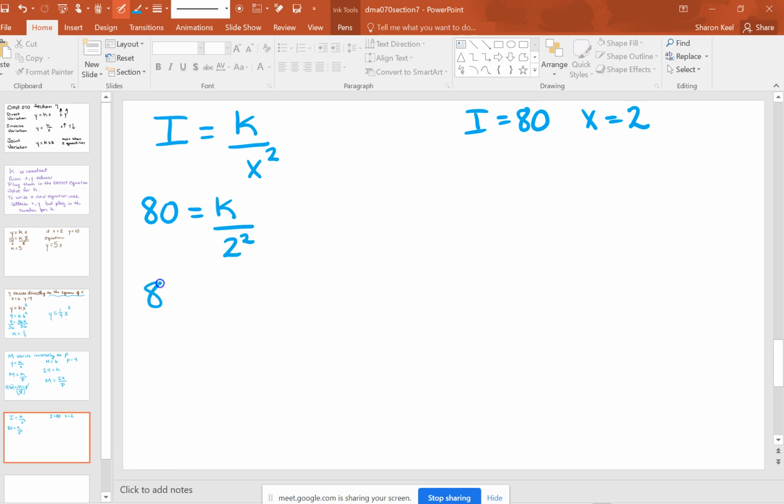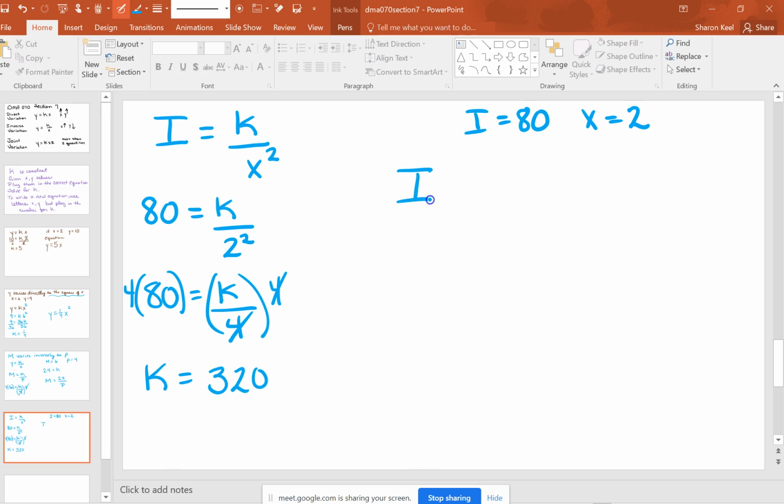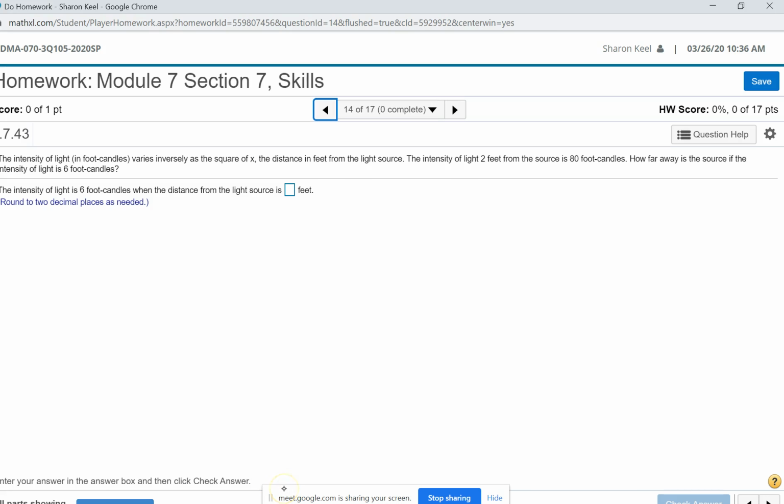So 2 squared is going to give us 4. And to get k alone, we're going to multiply both sides by 4. So k is going to be equal to 320. So our equation is I equals 320 over x squared. So in this problem, we still are going to have one more step.